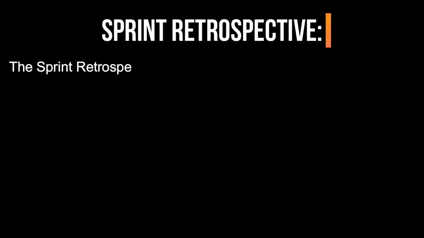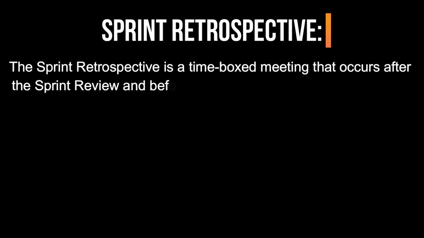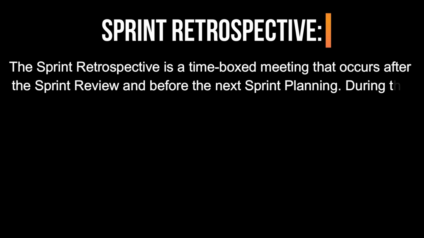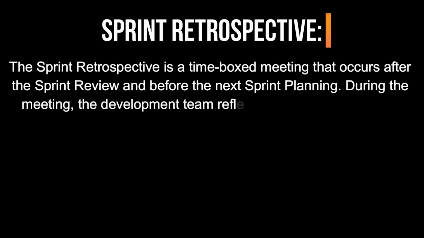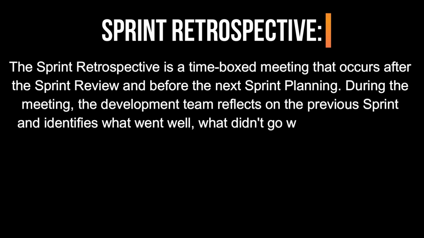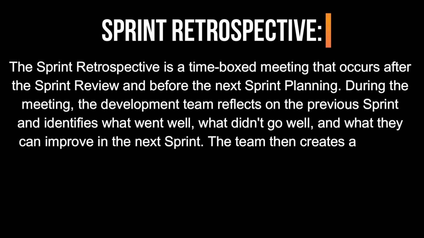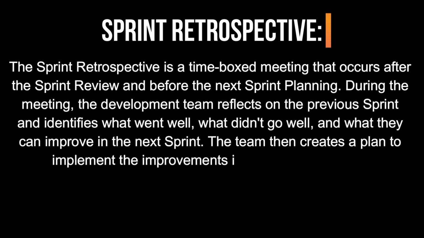Sprint Retrospective. The Sprint Retrospective is a time-boxed meeting that occurs after the sprint review and before the next sprint planning. During the meeting, the development team reflects on the previous sprint and identifies what went well, what didn't go well, and what they can improve in the next sprint. The team then creates a plan to implement the improvements in the upcoming sprint.